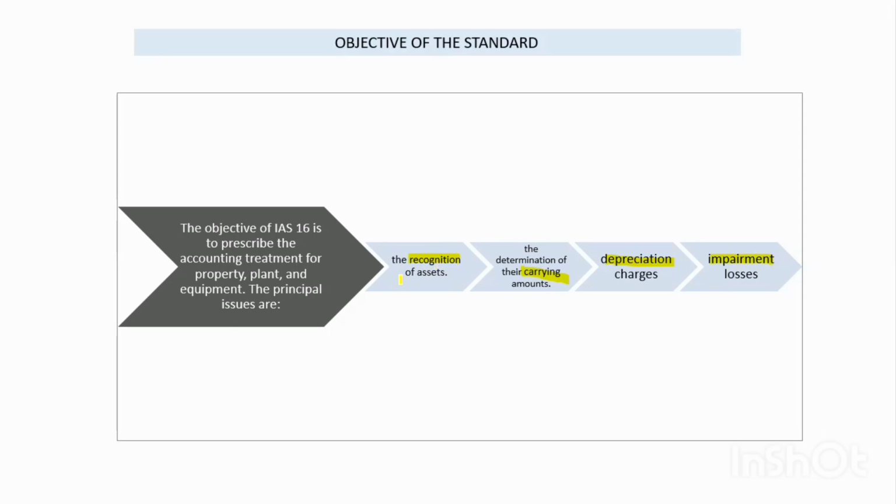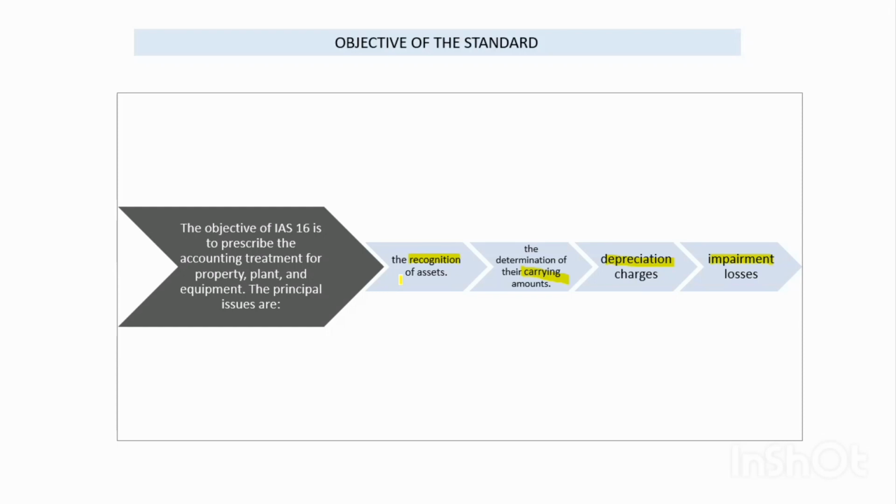The standard provides the guideline for recognition in the sense that before you bring an asset into your books, you have to look at the standard. Should I, in the first place, bring the asset into my books or not? So if I am to bring the asset into my books, what are the guidelines? How do I recognize the assets? So recognition is talking about bringing an asset into your books.